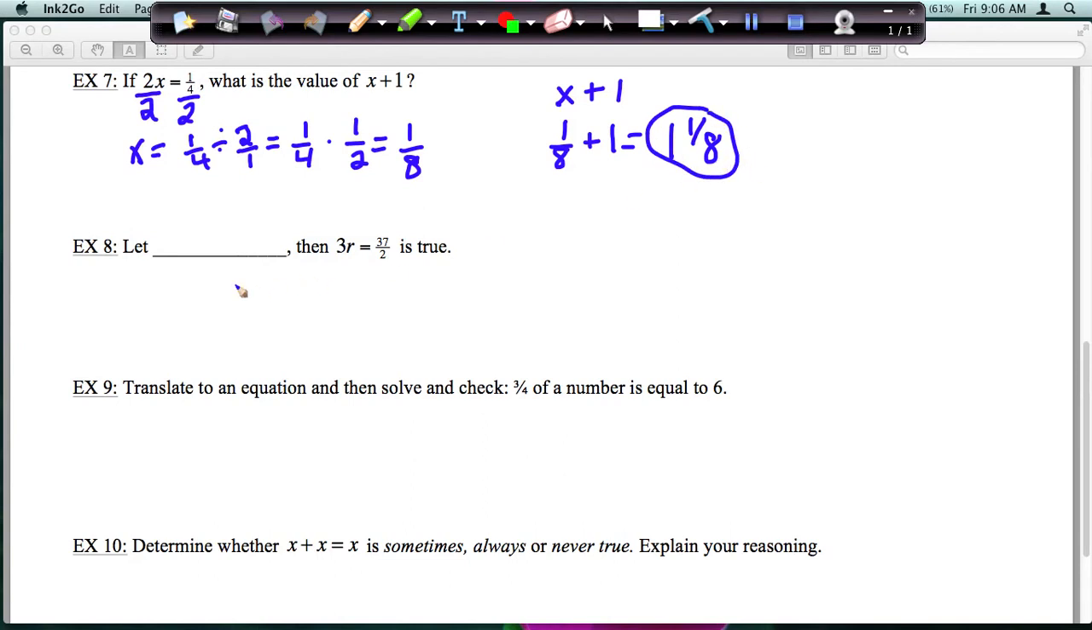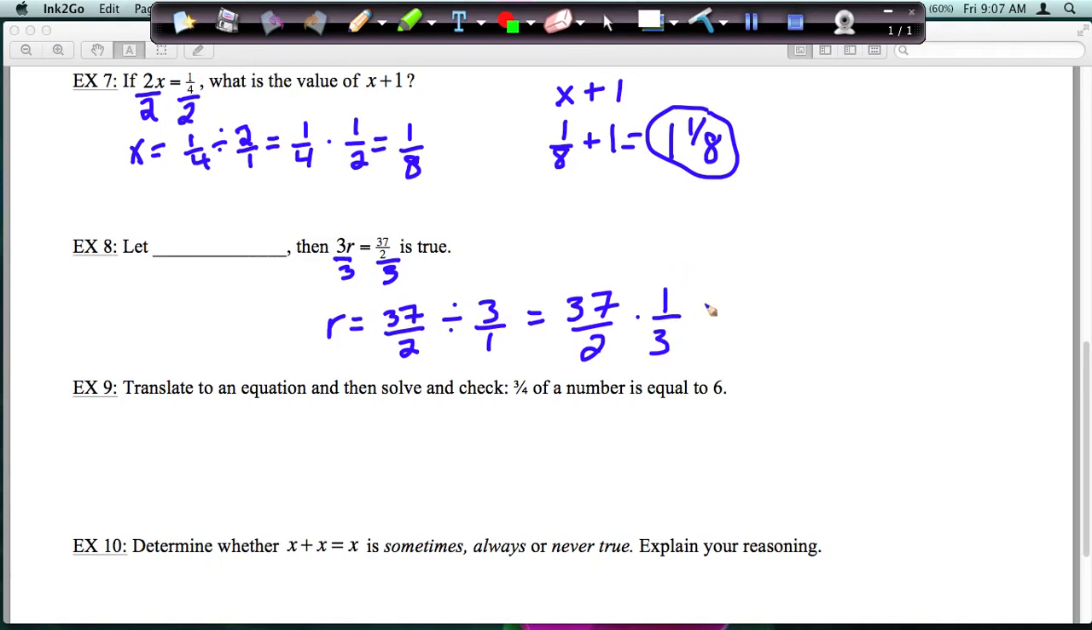Example 8 says let r be such that 3r equals 37/2 is true. So we want to figure out what r is. So go ahead and pause this and try and solve for r. Okay, so what you should have done to get r by itself, this is multiplication, we're going to divide both sides by 3. And when you do that division, if you wrote it out, you would have 37/2 divided by 3 over 1, which is 37/2 times 1/3.